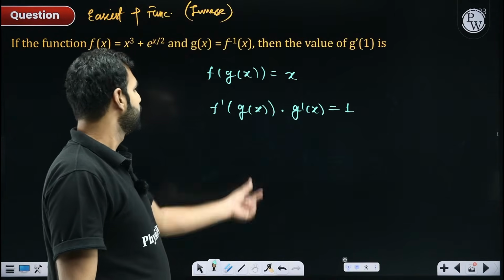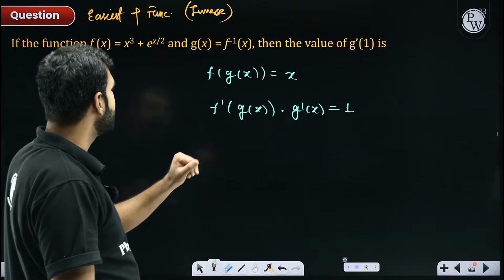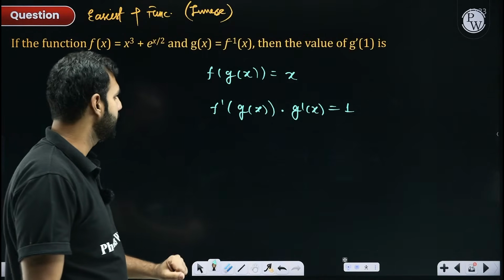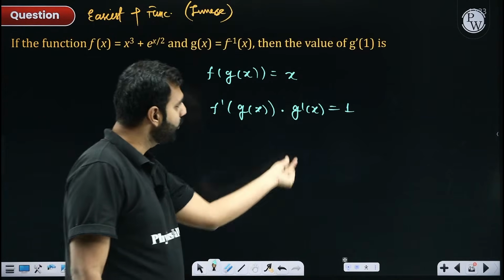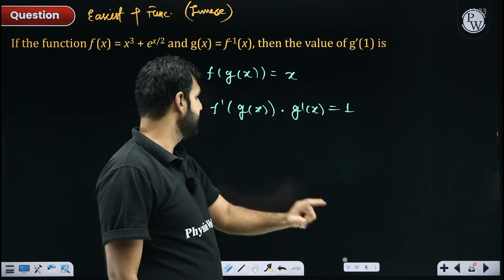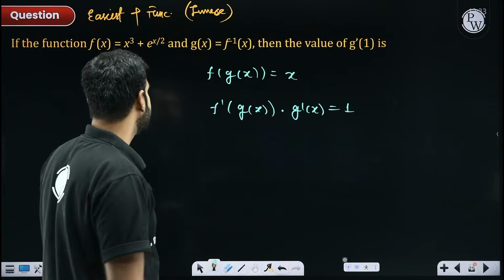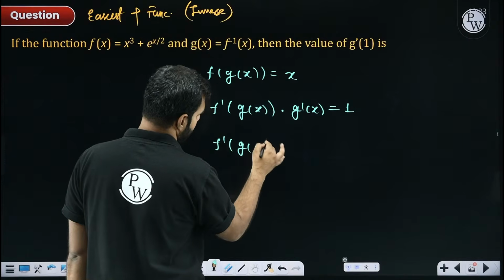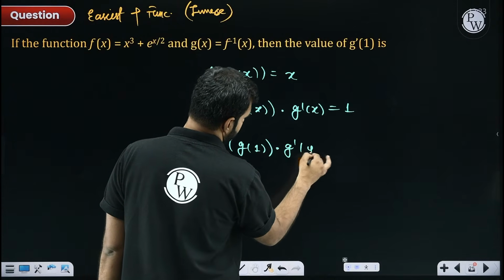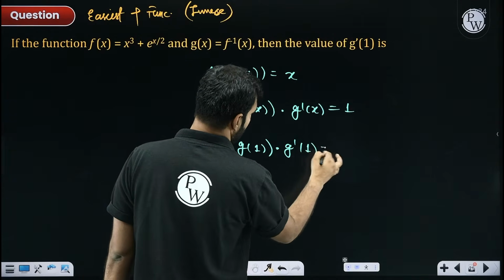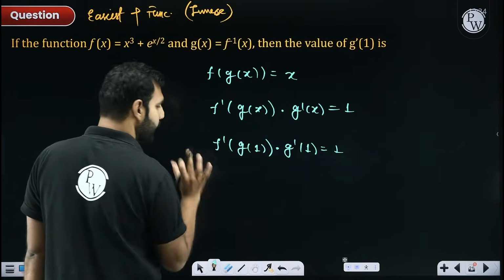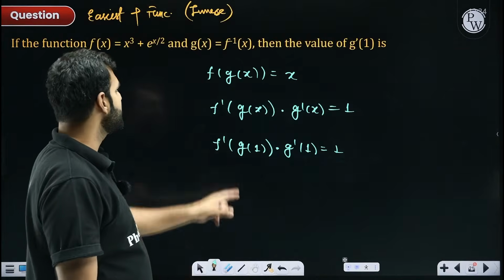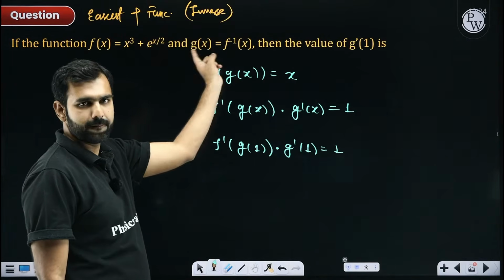Straightforward question. So f dash of g(x), but I need g dash 1. We can very easily work it out. Now, I want g dash 1, so let's replace x by 1. This will be f dash of g of 1 dot g dash 1 is equal to 1. So g dash 1 will be the reciprocal of f dash g1. How do we find f dash g1? I can find this if I could find g1.